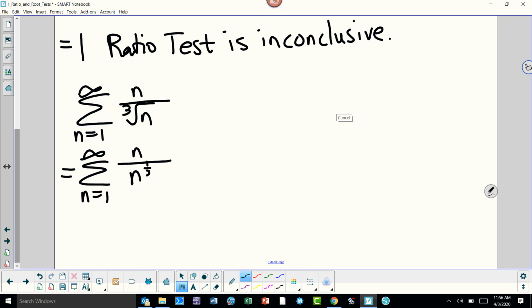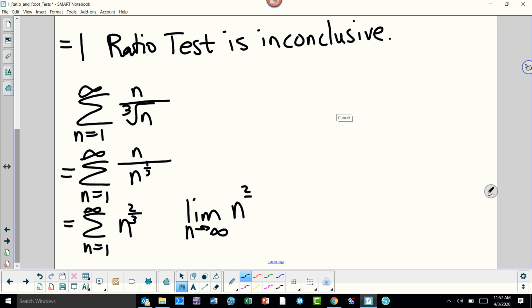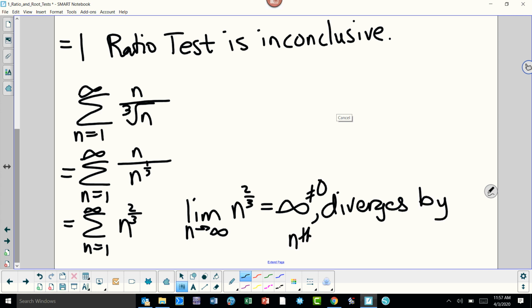Because it's third root of n, you can just simply make this a p-series. It's just going to be n to the 2/3, because it's n to the first minus 1/3. And if you do this limit of the inside, remember the nth term divergence test is the first thing we usually do. This limit is infinity, which is not 0, so it diverges by the nth term divergence test.